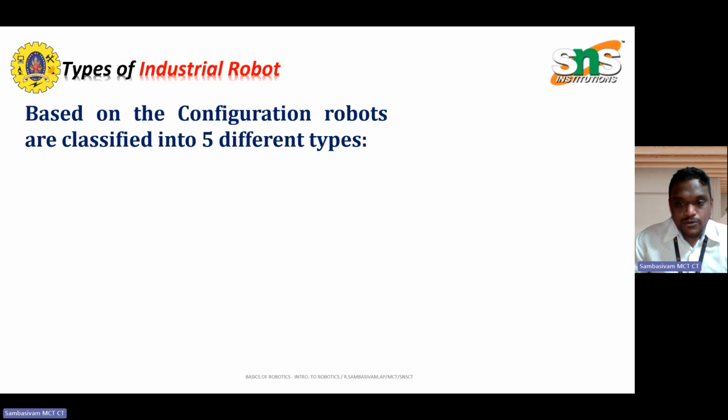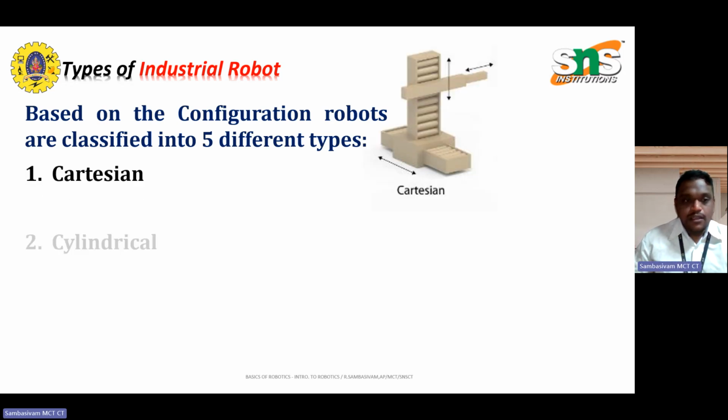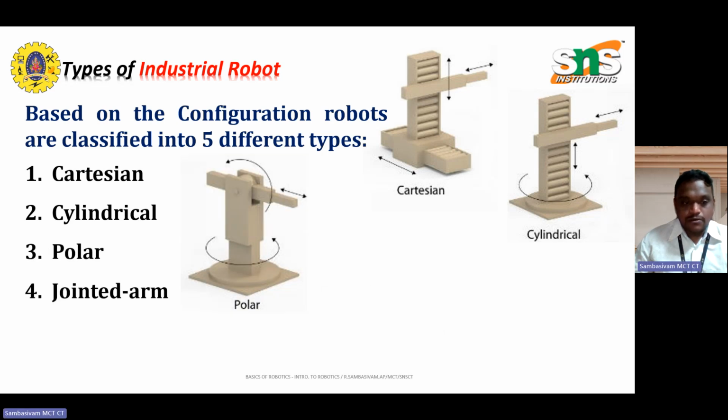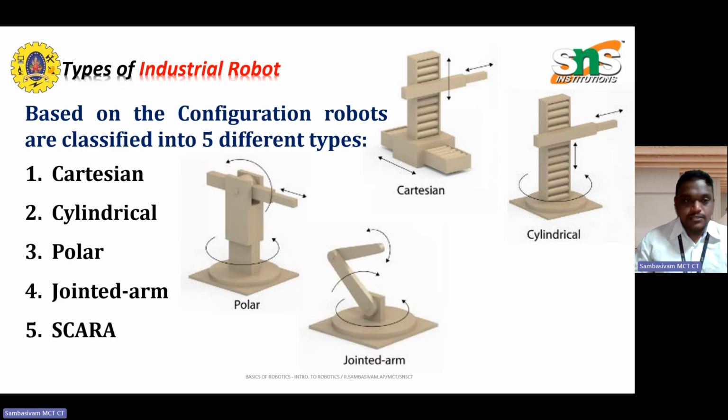Normally, the robots are classified into different types. Any guesses? Think about it for 2 minutes. The different basic types are Cartesian, cylindrical, polar, joint arm, and finally the SCARA. These are the five categories. They have been classified based on their configurations.